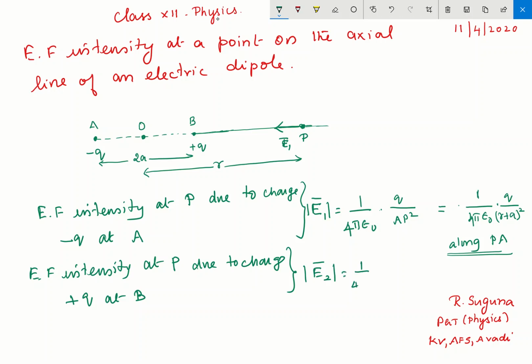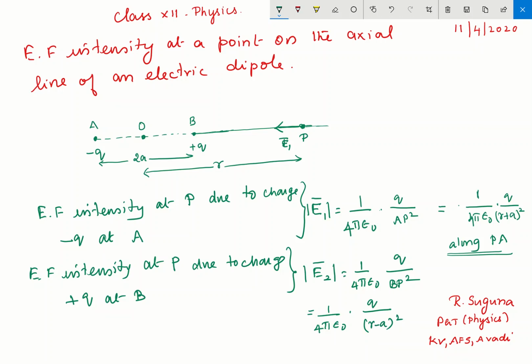That is equal to 1 by 4 pi epsilon naught Q by, what is the distance here? BP, na? Plus Q is at B. Therefore, what is the distance of separation between plus Q and P? That is BP squared, correct? And that is equal to 1 by 4 pi epsilon naught Q divided by R minus A the whole squared. So, this magnitude is over.